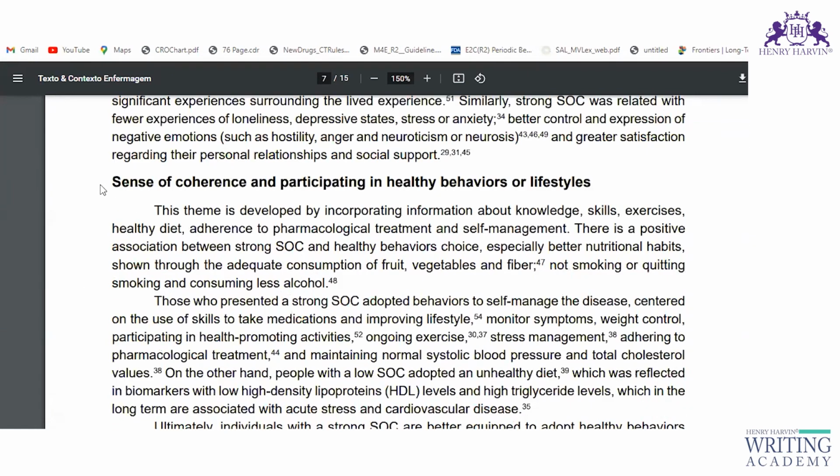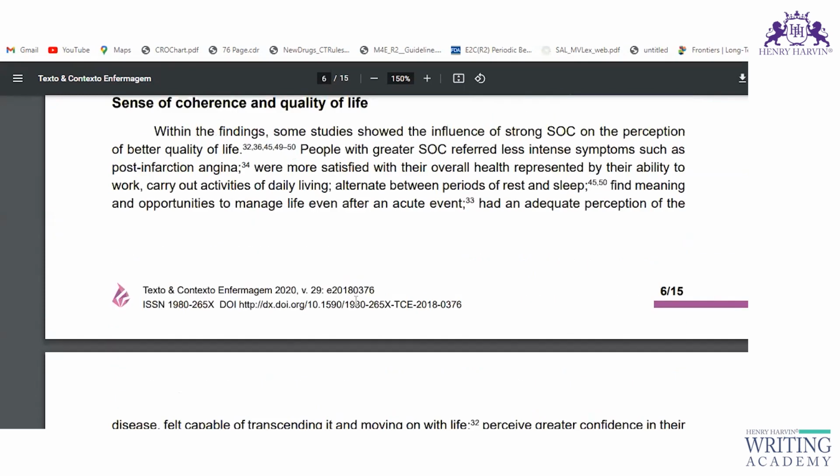Then the sense of coherence and participating in healthy behaviors and lifestyle: maybe in 7 to 8 studies they were based on this particular feature, or this is the main characteristic of those particular studies. So when you find something common in those studies, you group them accordingly, divide them into groups, and then you write it like this, as it is mentioned here.